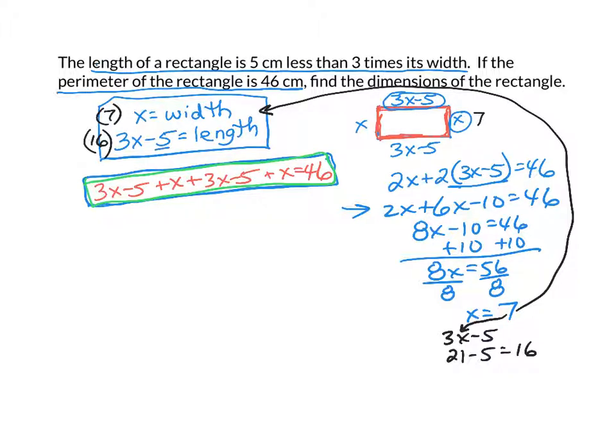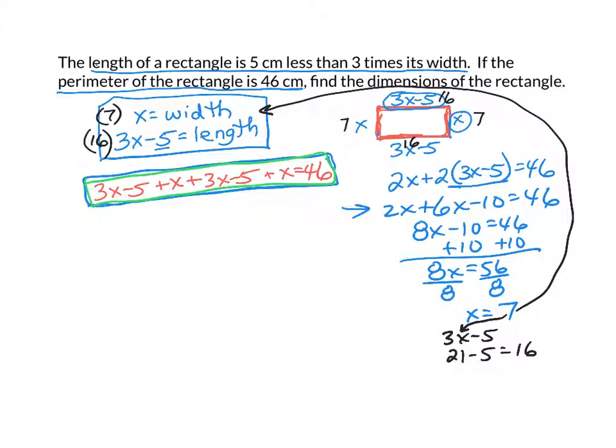And I would verify that the perimeter is 46. This is 7. This is 7. The length we said is 16. This length is 16. If I add up all those numbers, 16 plus 7 plus 16 plus 7, I'm going to get 46 for an answer.